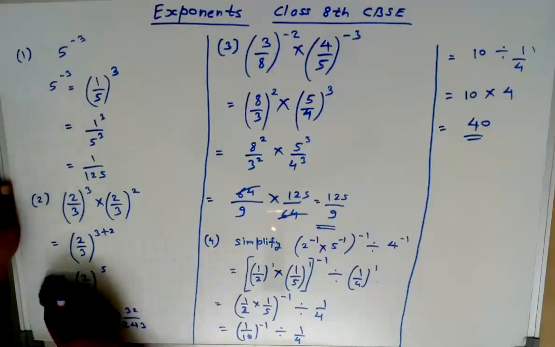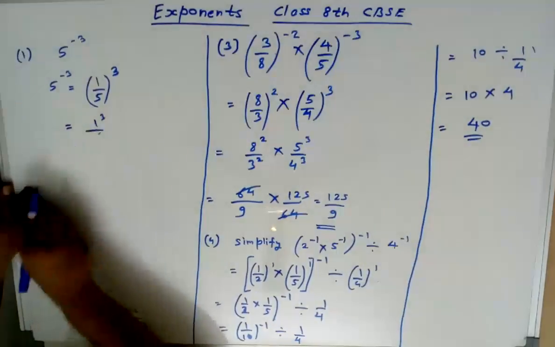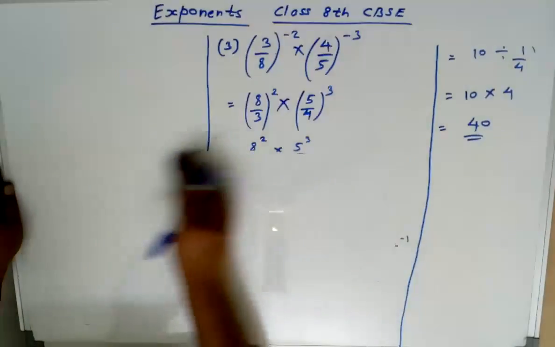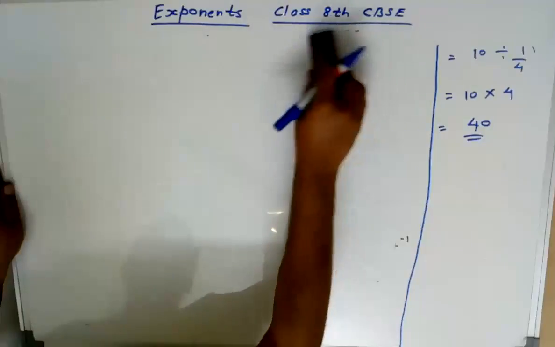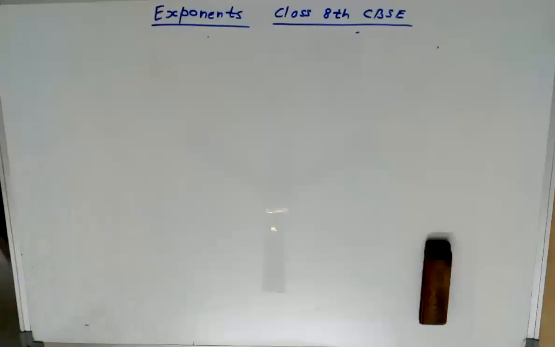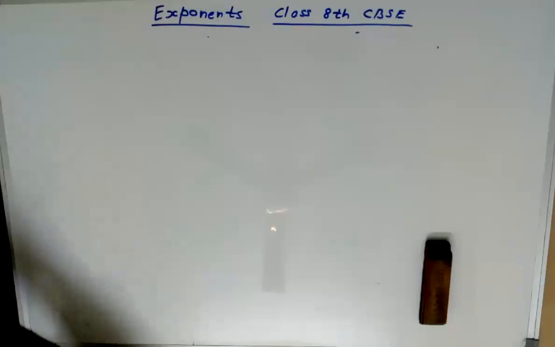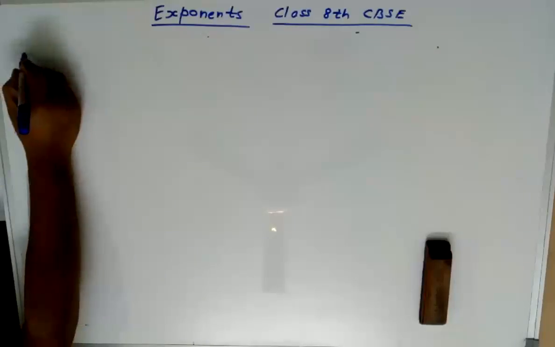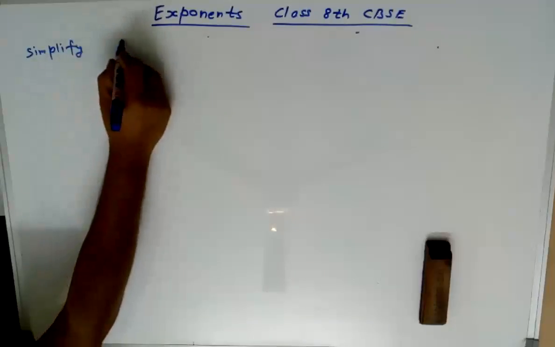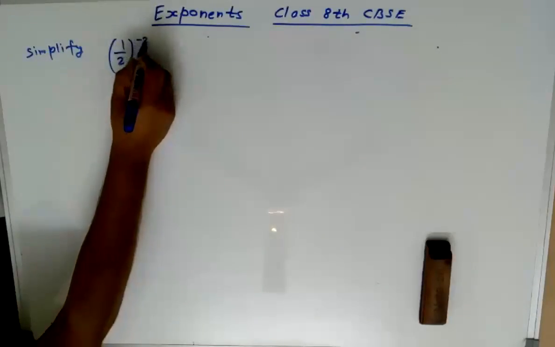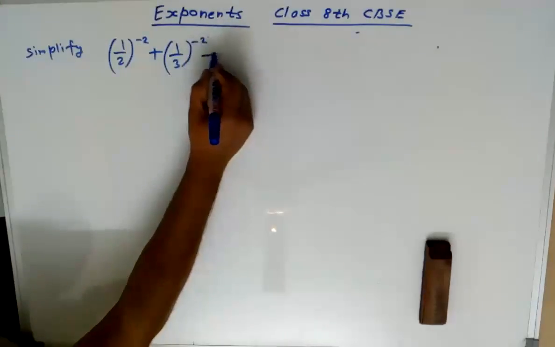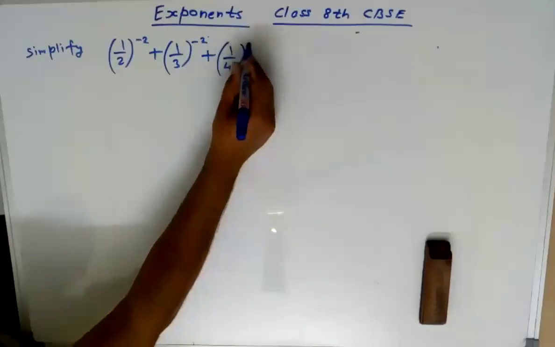Let us take some more examples. Simplify 1 upon 2 raised to the power minus 2 plus 1 upon 3 raised to the power minus 2 plus 1 upon 4 raised to the power minus 2.